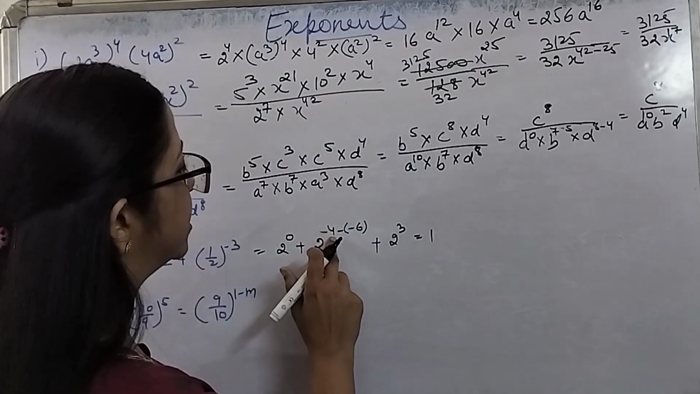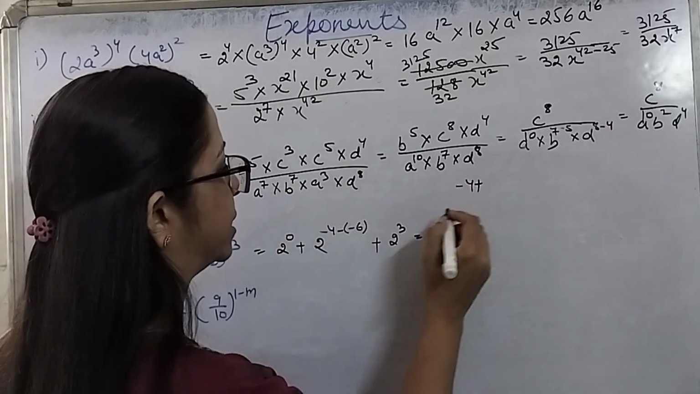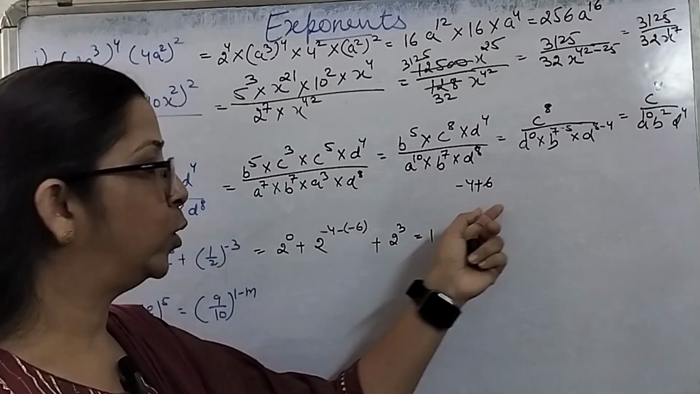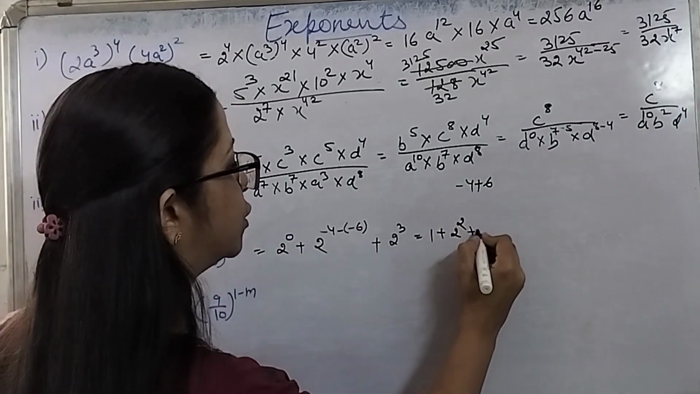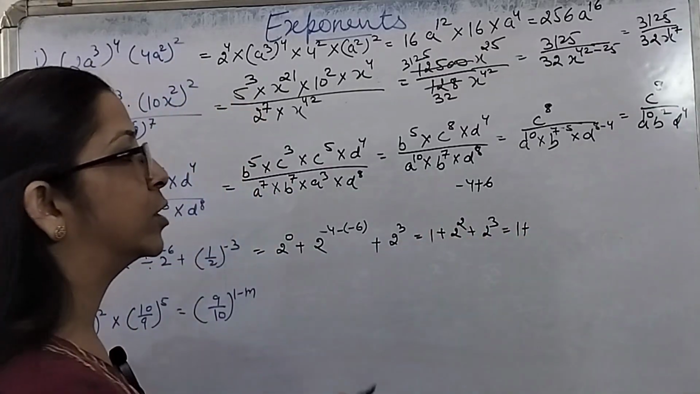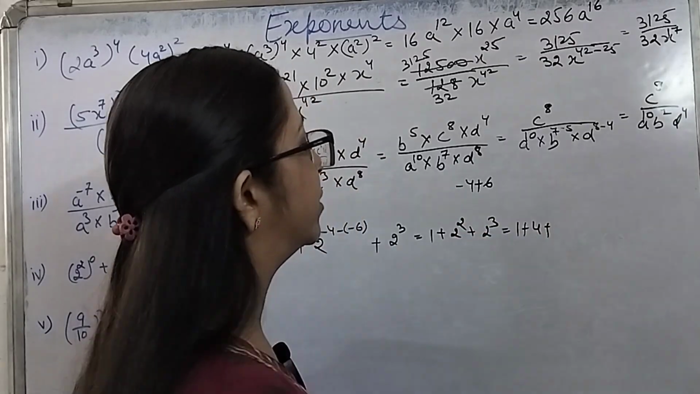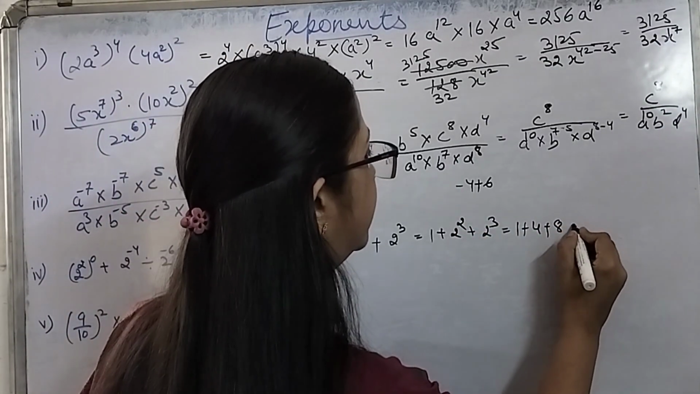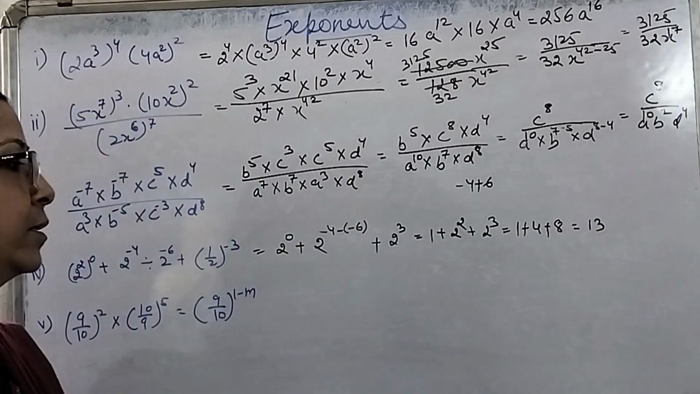2 raised to the power, this is your minus of 4. Minus multiplied by minus will become plus. Plus of 6. So minus 4 plus 6 will be plus of 2. That means 2 raised to the power 2. Plus 2 raised to the power 3. Now if we will solve it, 1 plus 2 raised to the power 2 means 2 multiplied by 2. That is your 4. And 2 raised to the power 3 means 2 multiplied by 2 multiplied by 2. That is your 8. So it will be 8 and 4 will be 12 and 1, 13 will be the answer.